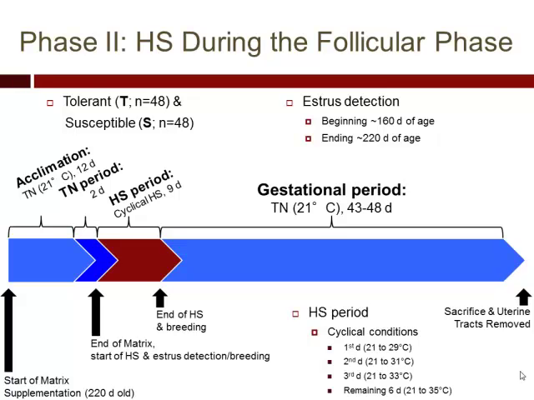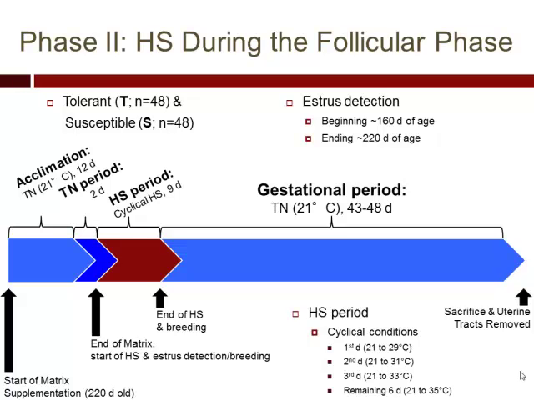We found those that were cycling and had at least a normal cycle before 220 days of age. And we utilized 48 of each of those groups for the second phase of the project, which involved moving into another facility where we could heat stress all 96 of them at once. During the acclimation phase, we supplemented them with Matrix for 14 days because we wanted to make sure that the heat stress exposure on those gilts was occurring when they were all in the follicular phase of the estrus cycle, so they were all 5-6 days from coming into behavioral estrus.